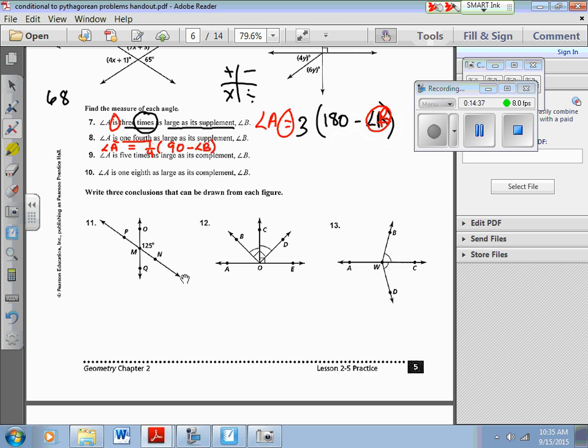Number 9, angle A is 5 times as large as its complement. Oops, I'll be correcting this number 8 here. It said supplement, so that should be 180, not 90. And number 9 is complement, so that's 90 minus whatever angle B is.